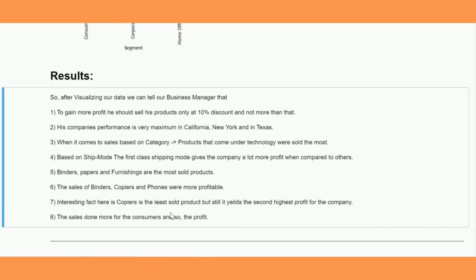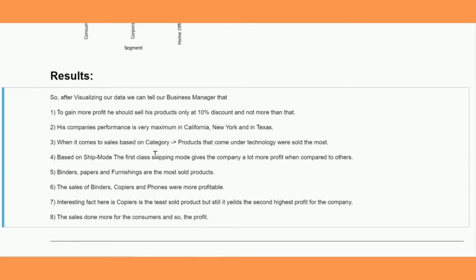And checking our result. After visualizing our data, we can tell our business manager that to gain more profit, he should sell his products only at a 10% discount and not more than that. His company's performance is maximum in California, New York, and Texas. When it comes to sales based on category, the products that come under technology were sold the most.